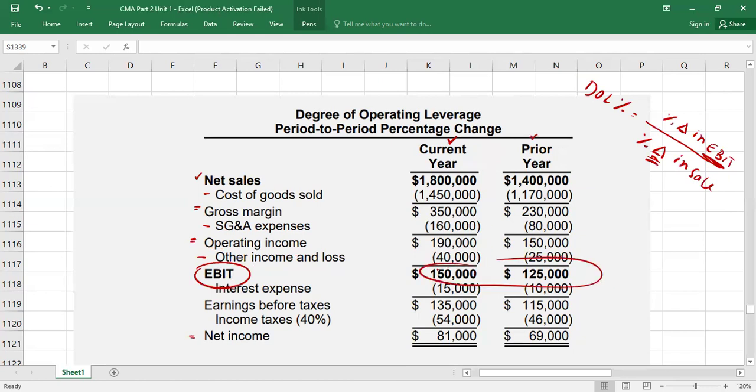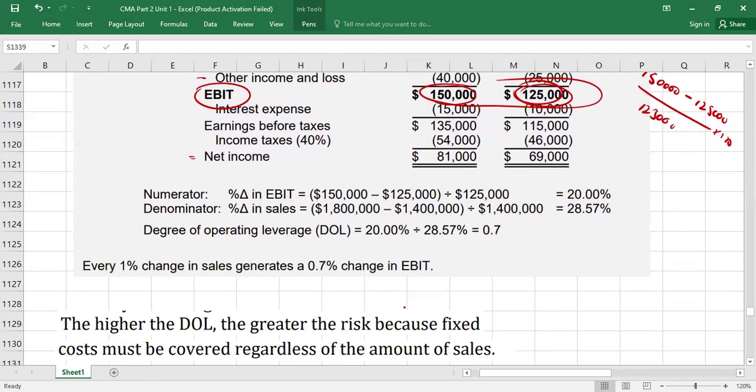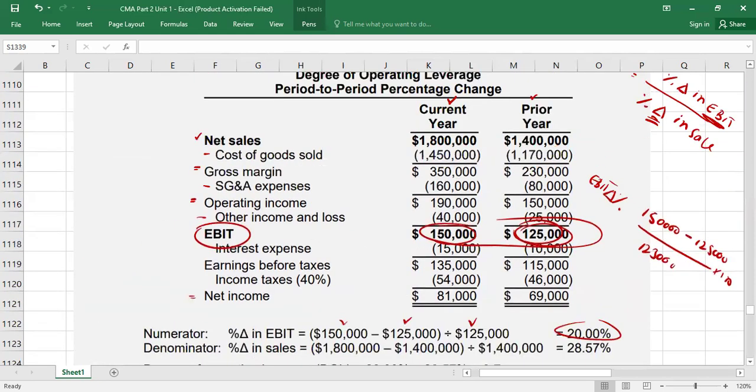How will you calculate the change? So guys, what is the current year value? 150, so I'll take 150,000, minus the previous year's value, which is 125,000, and divided by the previous year value, 125,000, multiplied by 100. This will give you the percentage change in EBIT. If you solve it, 150 minus 125 divided by 125 is 20%.